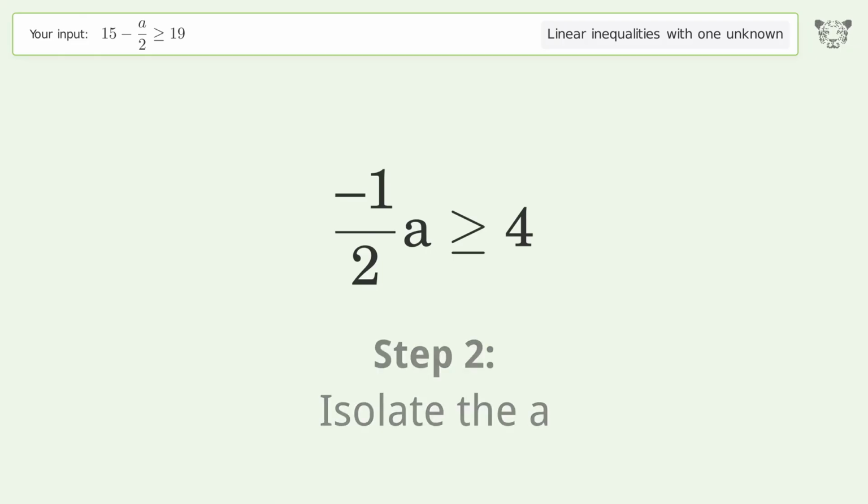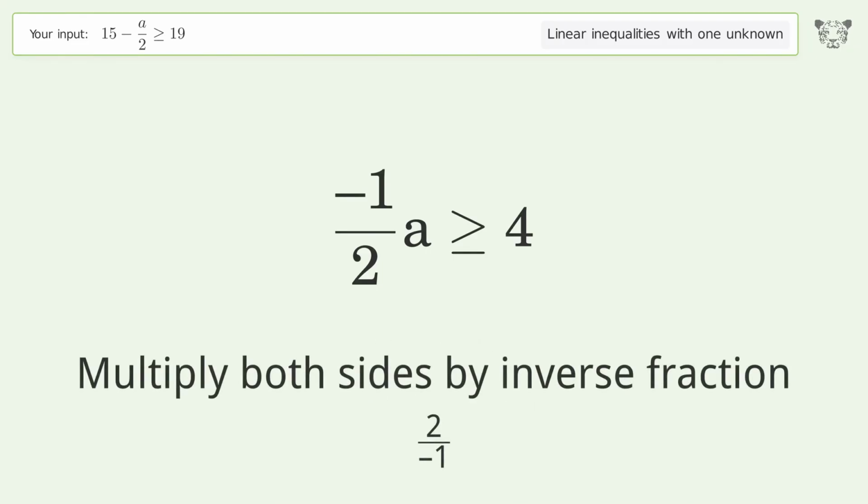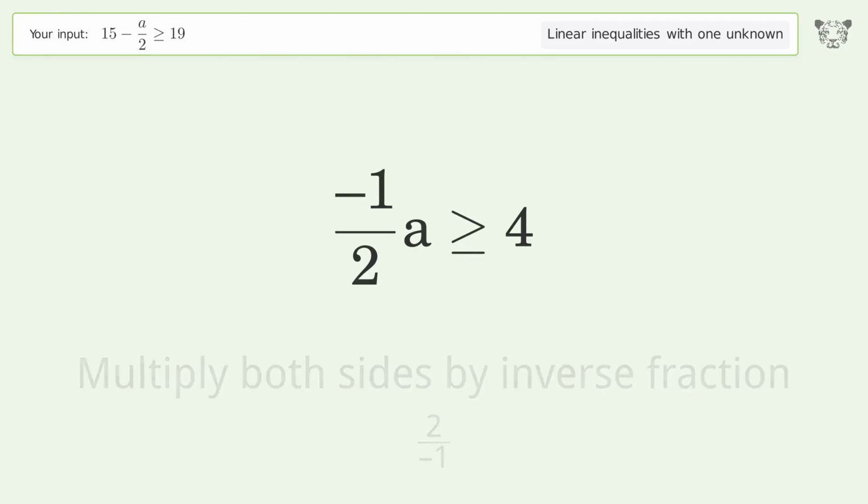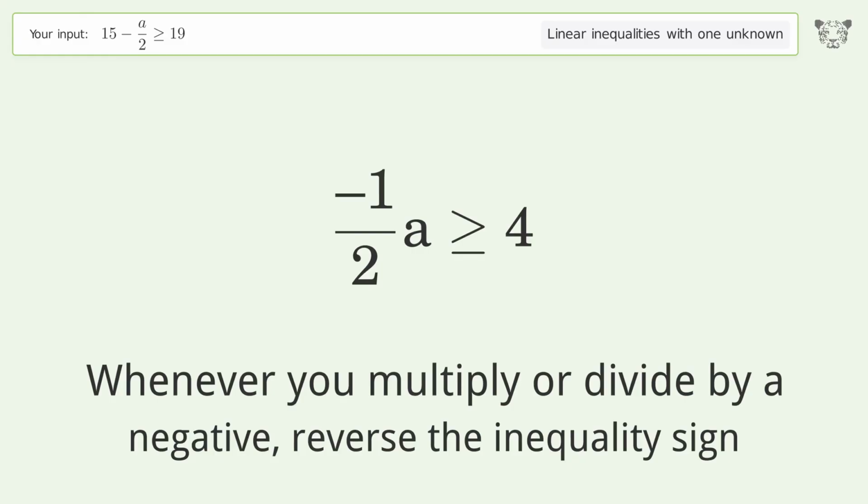Isolate the a. Multiply both sides by the inverse fraction 2 over -1. Whenever you multiply or divide by a negative, reverse the inequality sign.